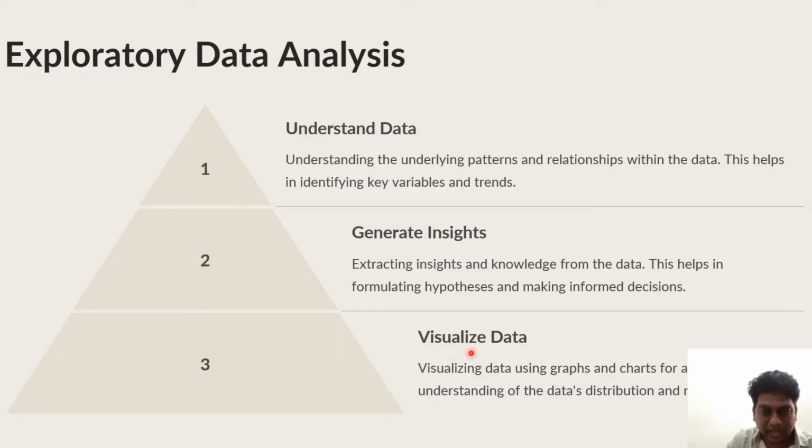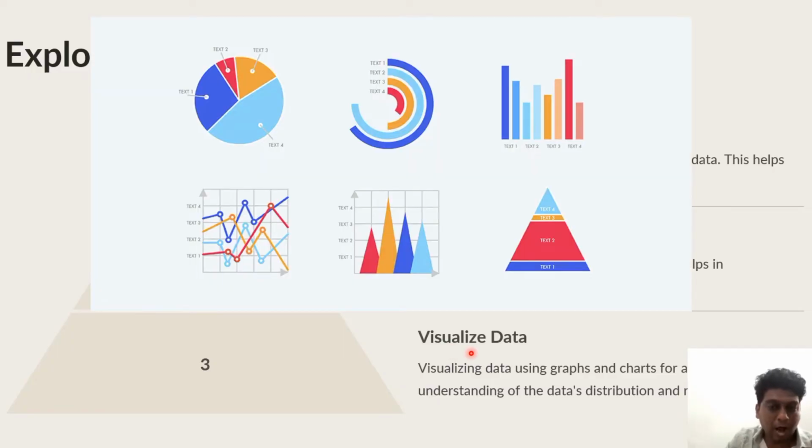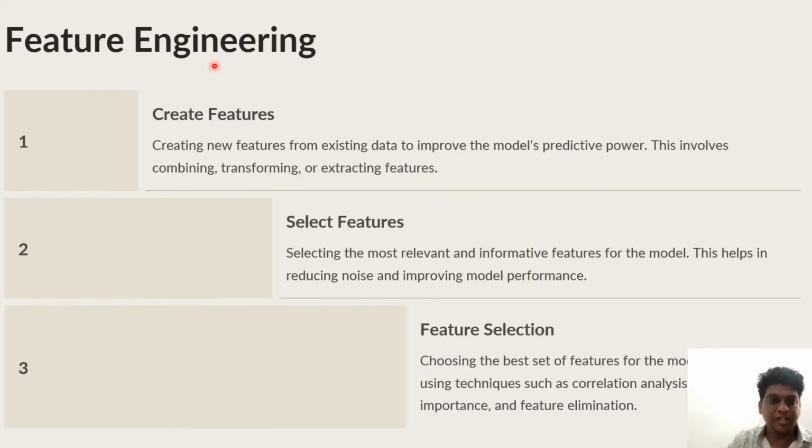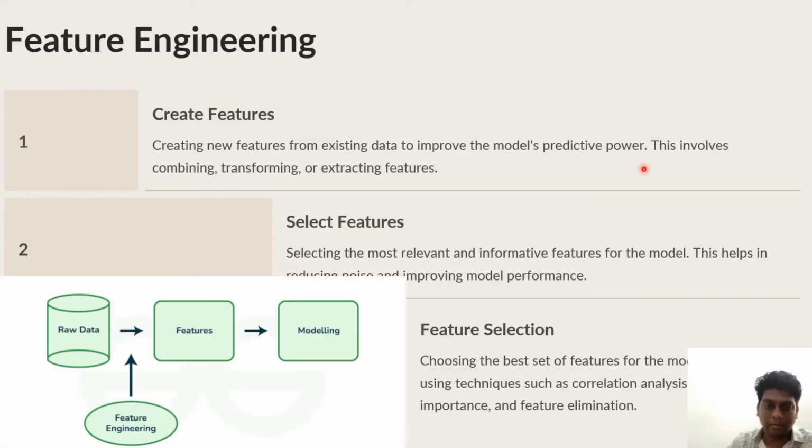Then for visualization techniques, there are various types of plots such as histogram, box plot, scatter plot, heat map, bar chart, line plot and pair plot. So in feature engineering, normally it creates new features from already existing data that involves combining, transforming or extracting the features using various methods. Then we have to select the relevant features and remove the irrelevant features. That helps in reducing the noise and the unwanted data present in it.